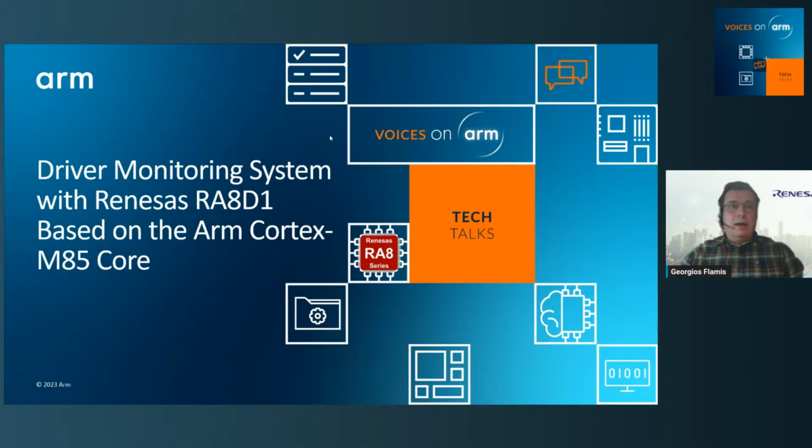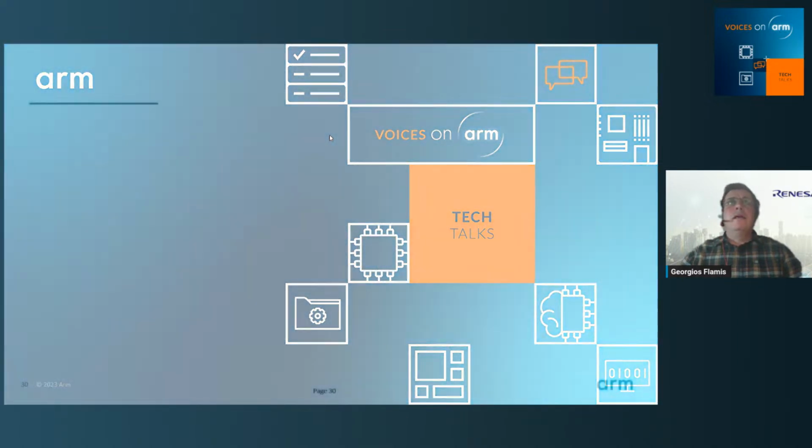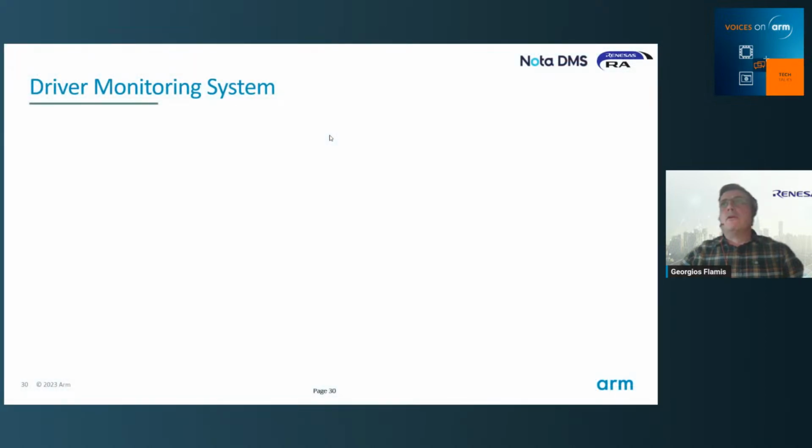Moving further, the application example and solution that we have decided to show in this tech talk is a driver monitoring system, a system that can be used for detecting the condition of the driver in front of the wheel while driving, and that happens with just the RA8D1, a single-core MCU based on Cortex-M85. We have done this solution together with our partner Nota.AI, and together we have ported the solution into the system.